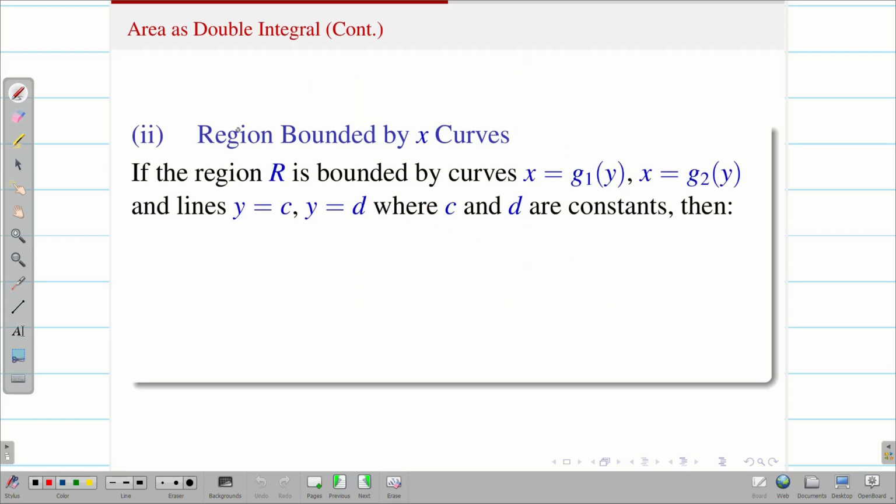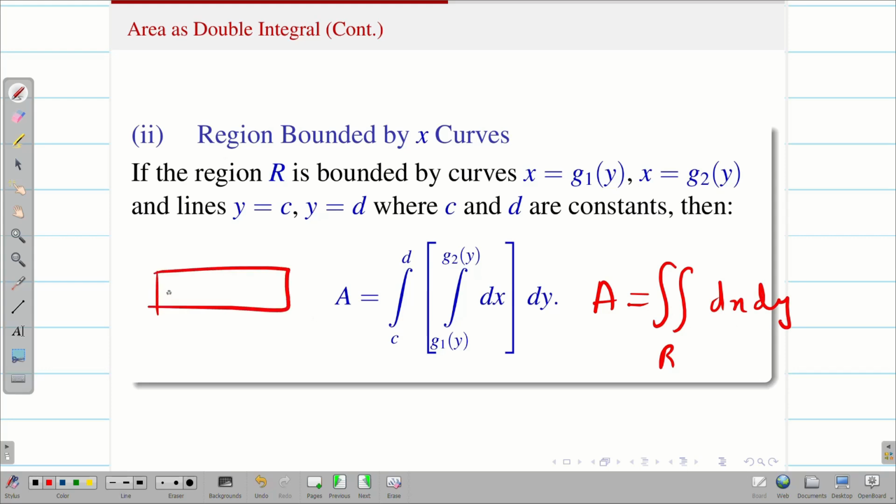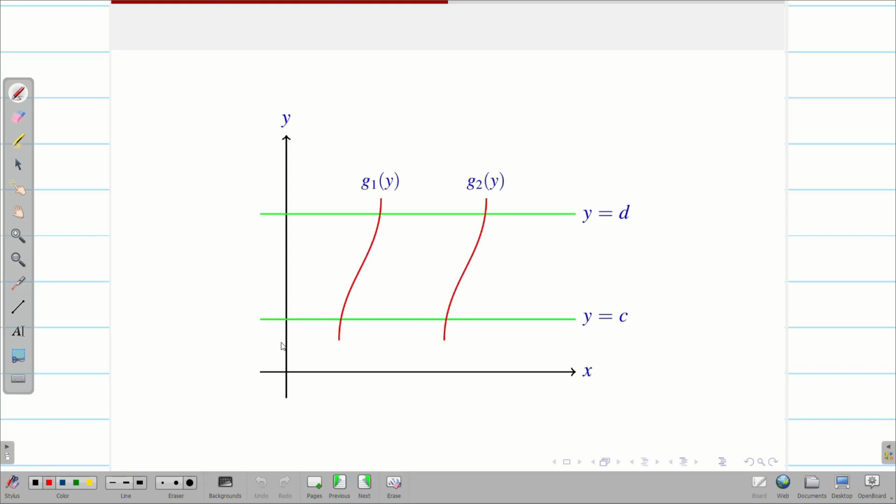Suppose you are fixing a region bounded by x curves. In this case, y is going to be constant, y equal to c to d. My area is simply the double integral over the region dx dy. Here x is the variable, so we use horizontal strips which move from left to right. We can move the strip from left to right, which covers the whole region. With this idea, we are going to solve the problem. Therefore, the formula for area is simply the double integral over R. Either you take dy dx or dx dy according to your convenience.